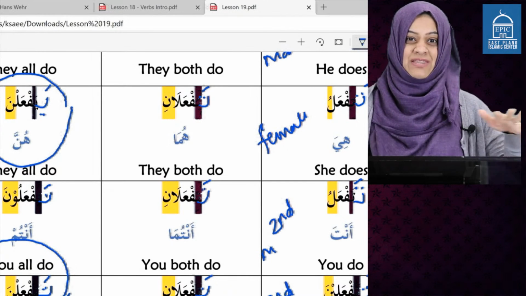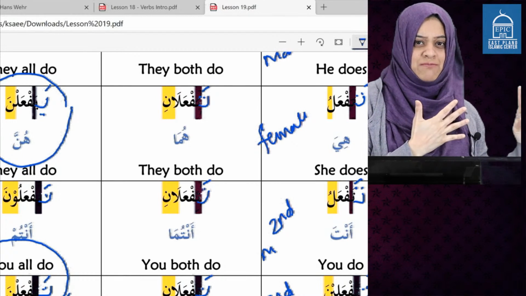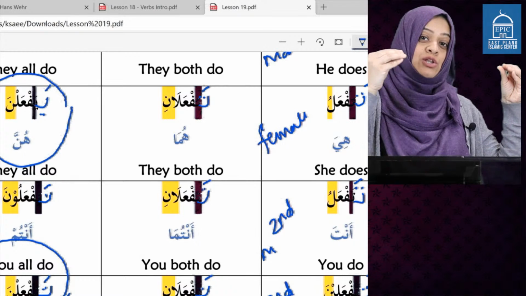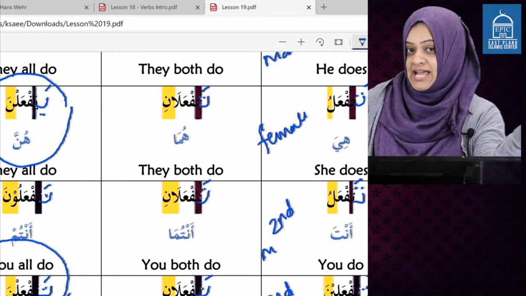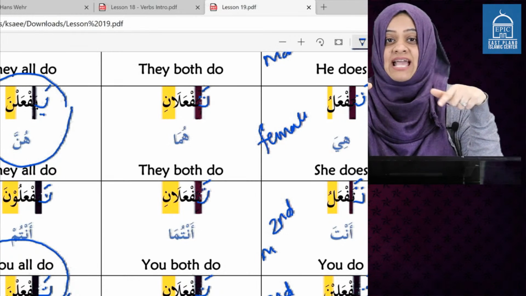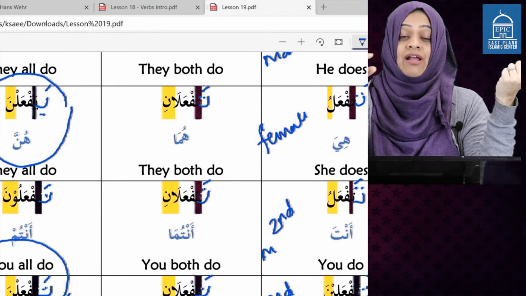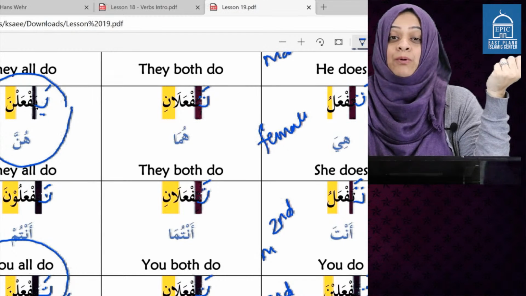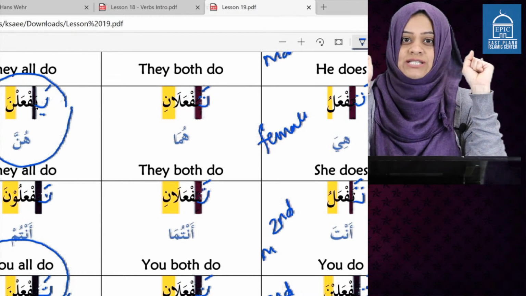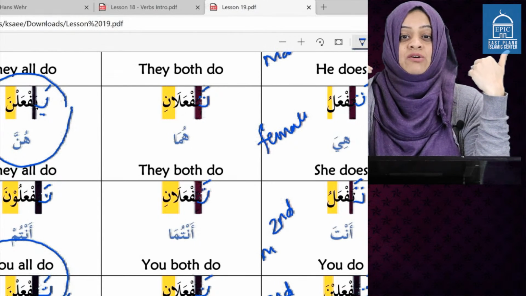Okay, so it's the same flow like we did in Madi, but the only difference between Madi and Mudare is that Madi is known by its endings. Mudare is known by both its endings and beginnings. The beginning will tell you what person it is, and the ending is going to tell you what the number is.